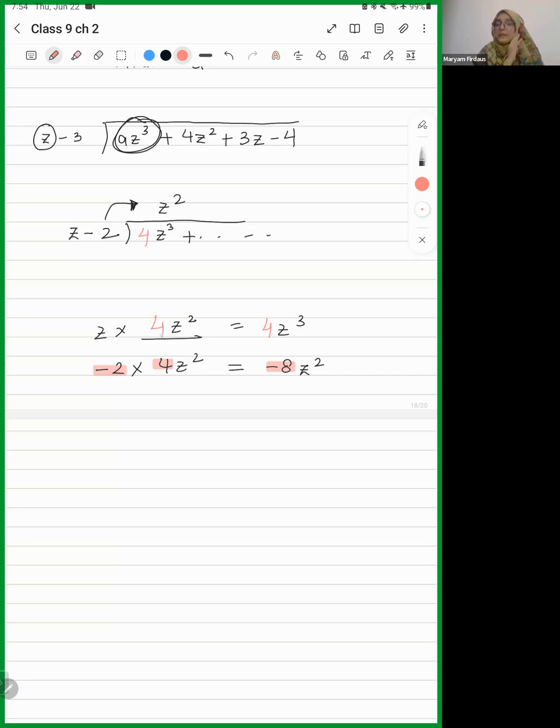Now I am doing nothing except just changing this 4 and making it a. Now what will happen over here? What will happen to this 4? Az square. Az square, exactly.